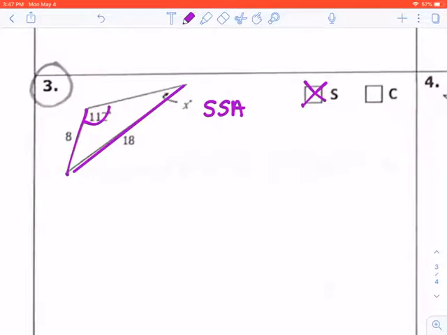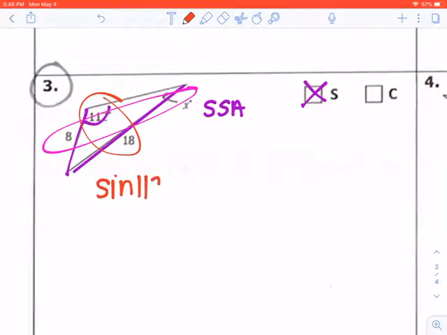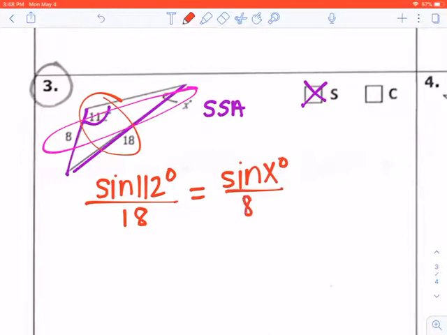So I'm going to use my law of sines formula from the last section. I have the angle side pair x and 8, and then I have the angle side pair 112 and 18. So I'll start there. Sine of 112 over 18 is equal to the sine of x over side 8. Okay, so again, based on the information they gave us, I said, oh, I can use law of sines.